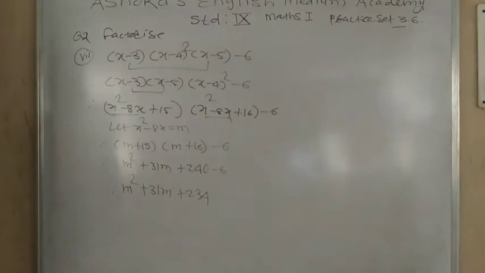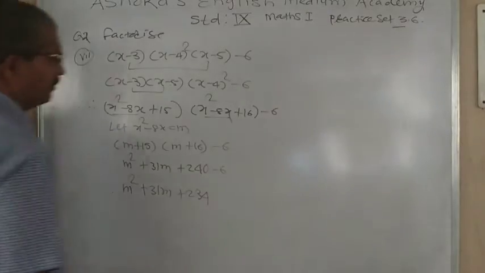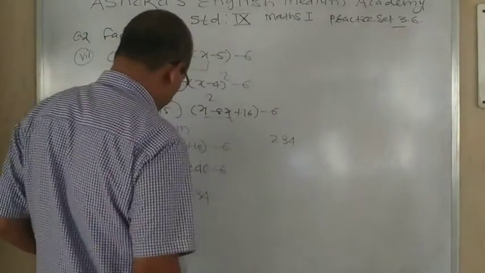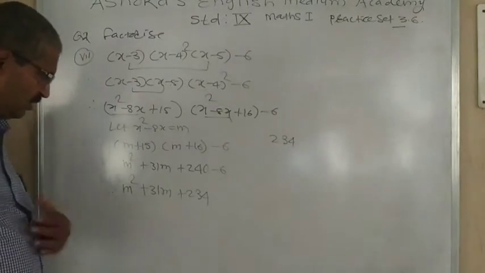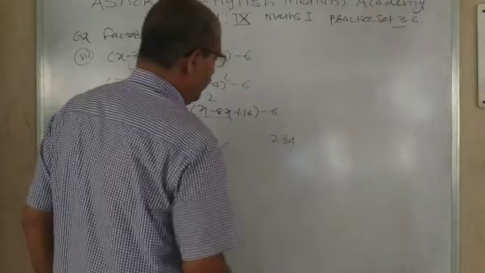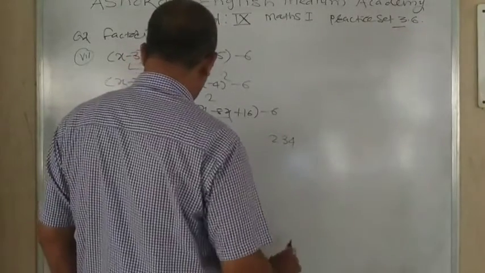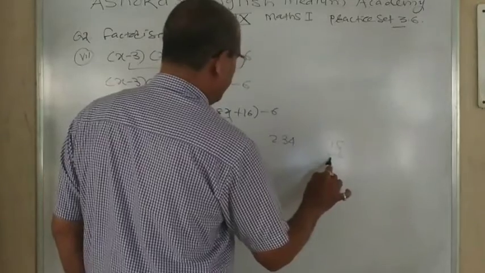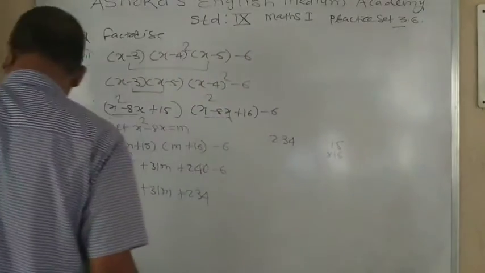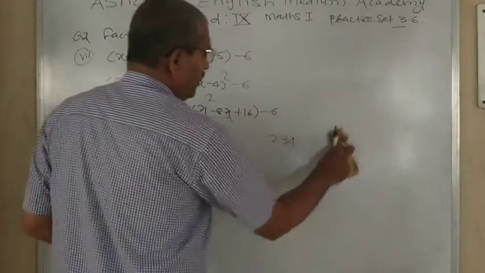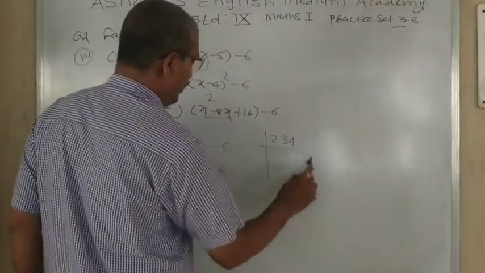Now we should split this 234 so that the middle term should be equal to 31m. I think 15 plus 16, so do multiplication of 15 into 16. No, that will not come. We have to split this. I will split it here.